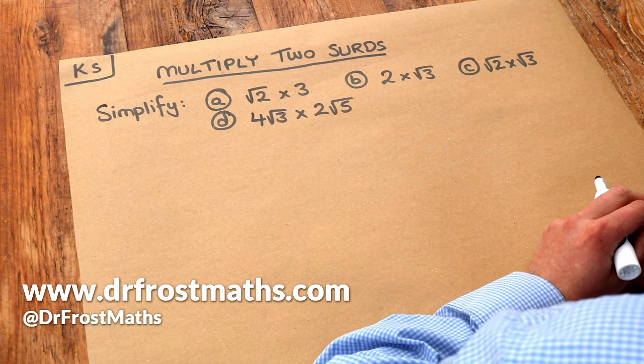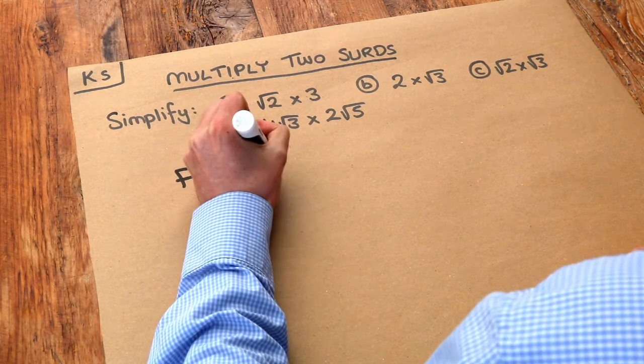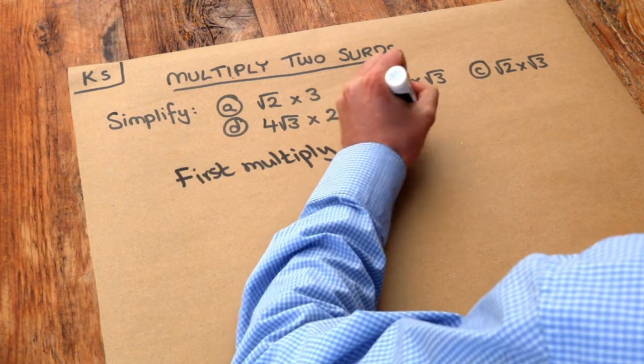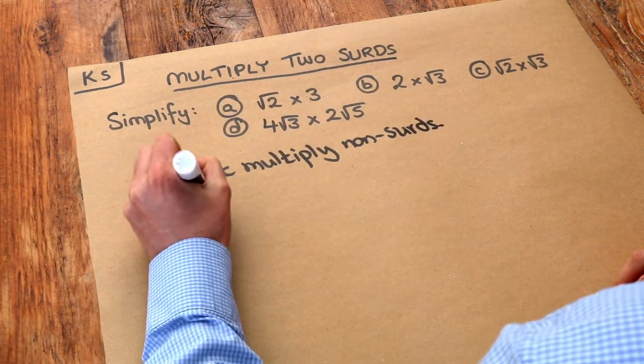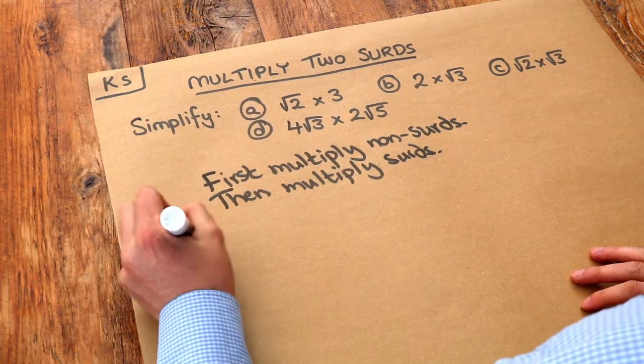Now there's just one rule that you need to remember for this: we first multiply any non-surds, and by non-surds I mean numbers which don't have a square root over them, then multiply the surds. So let's do the first example.